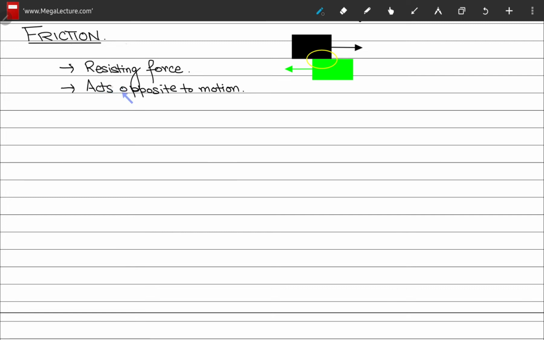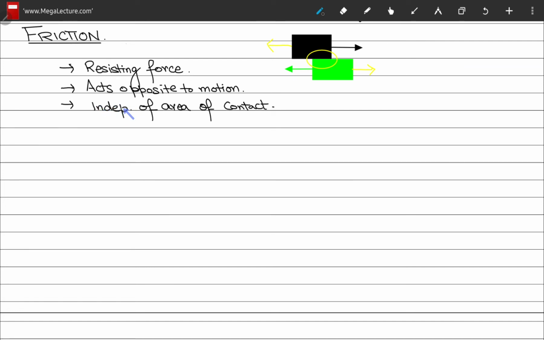The friction force is always going to act in the opposite direction to the motion of the object. So again, if you look at this example, the green body is moving to the left, and so the friction for the green body would be in this direction, right here. And for the black body, it is moving to the right, so the friction due to this one is going to be in this direction, to the left.